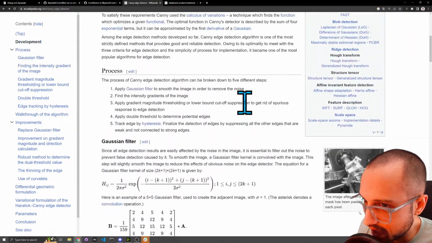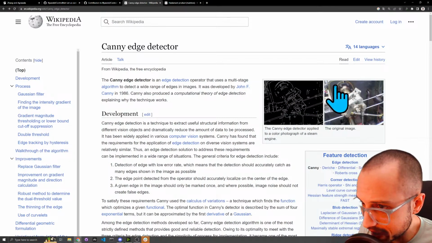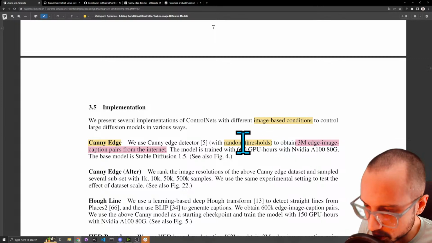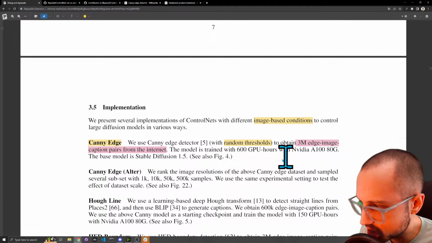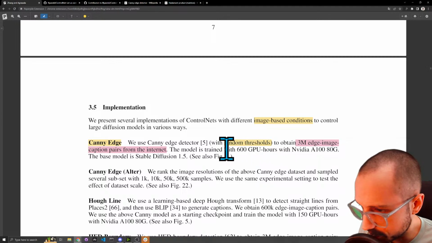Like how much does the color need to change? How big does the gradient need to be in this pixel space for you to consider that an edge, right? And the threshold will change the aggressiveness of the Canny edge detector. So rather than choosing some threshold which is magical, they're just randomly picking thresholds and then using that to generate a very large data set, 3 million here, of image caption pairs with a corresponding edge image as well. And then they train that for a long time on a big GPU.